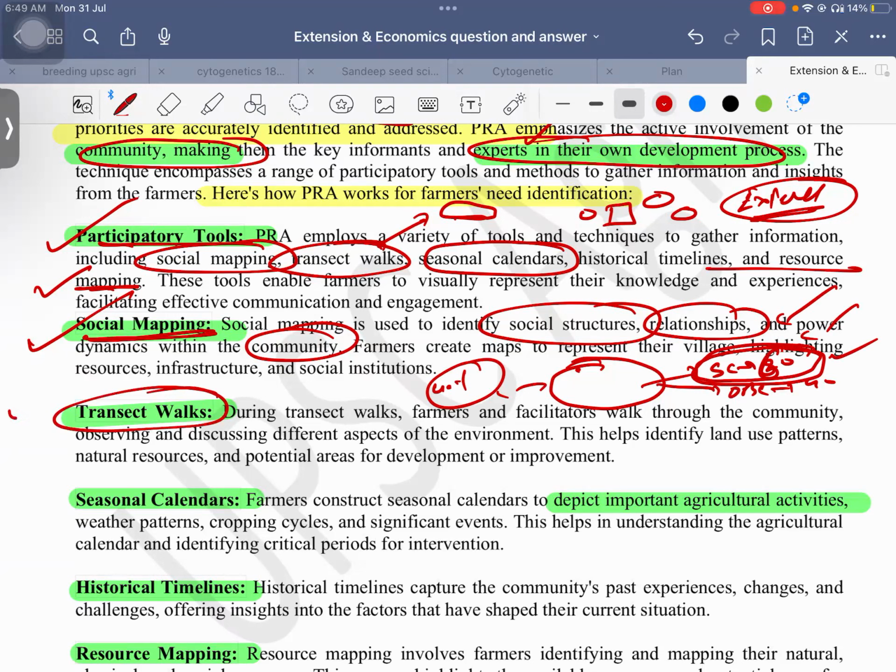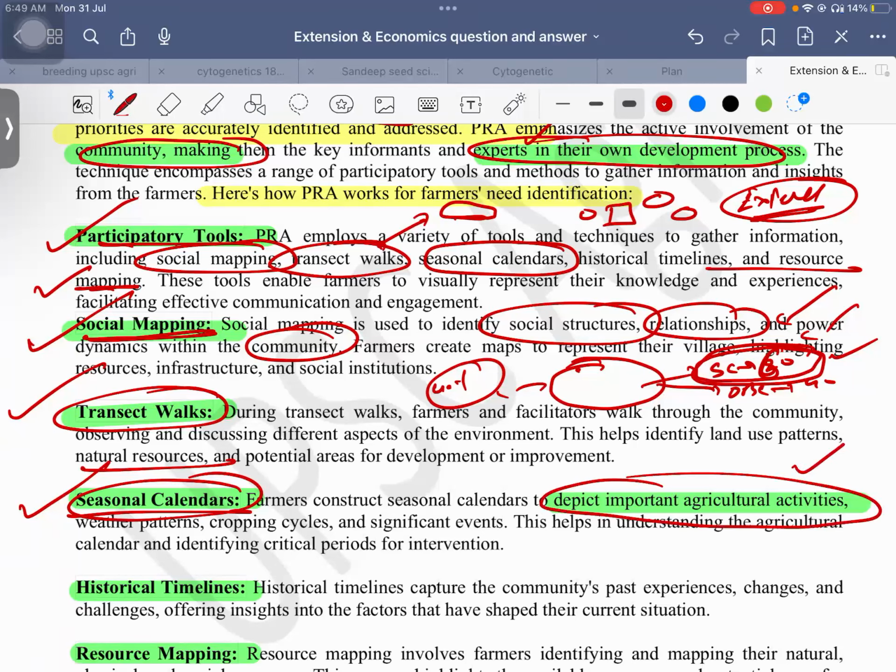And transect walk: we walk through the village and look at the things as I told you. Next is seasonal calendars, which depict important agricultural activities. In Kharif, we go for rice, sir, they will tell based on a questionnaire. And in Rabi, we go for some other crop, like mustard, sir. Based on that, we make a plan.